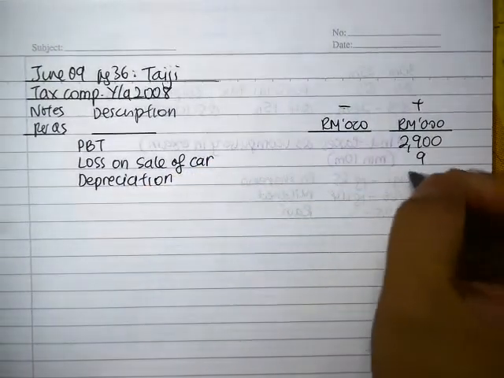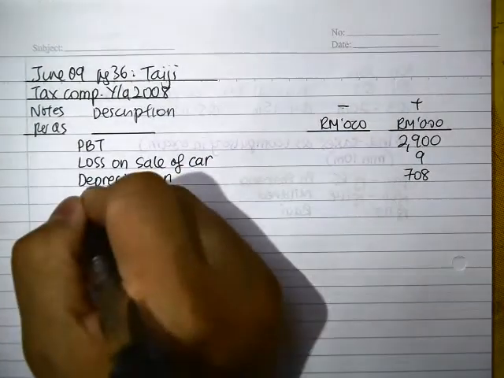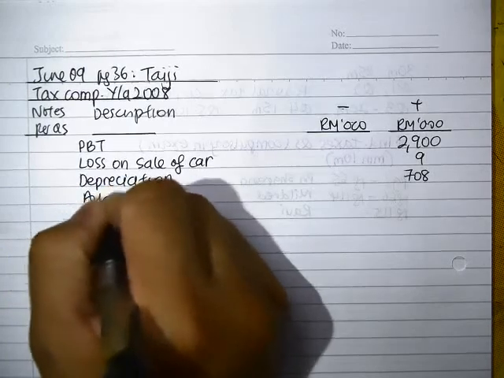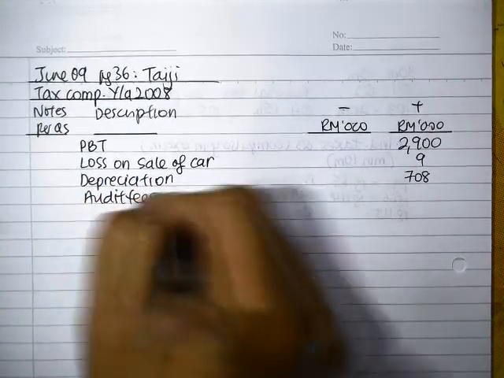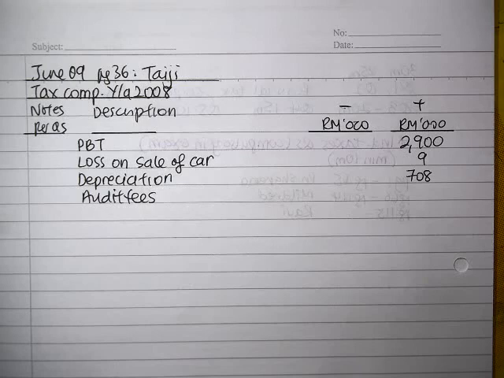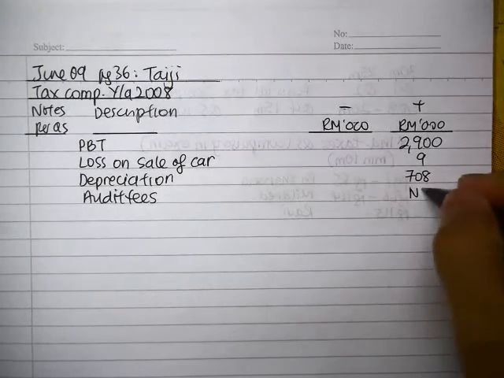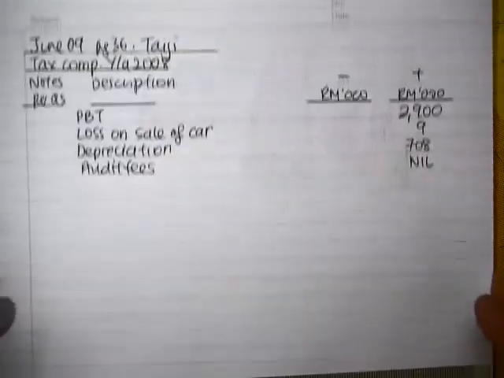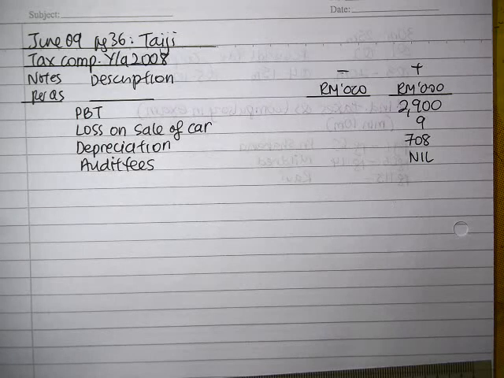Depreciation 708. Now see, audit fees, you say it's allowable. So what's your adjustment? Nil in the plus or minus? Plus, because you don't have to add back, right? Okay. After you start with this, then you can start concentrating on the notes.